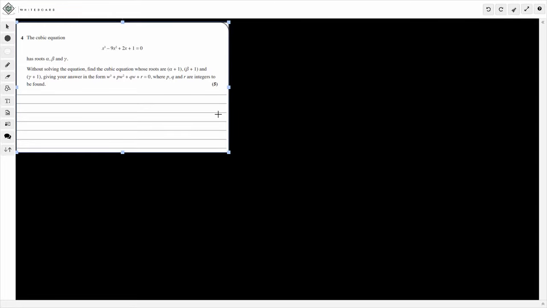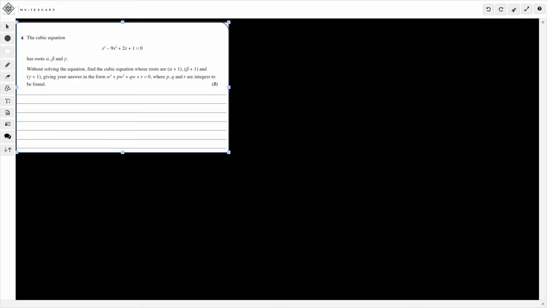So moving on to question 4 here, we're dealing with cubic equations and roots of a cubic equation. It has a transformation that's applied to the roots as well. For this question, we've got this equation and we have the roots alpha, beta and gamma. Without solving the equation, we have to find these roots that are given. There's a couple of ways you can do this. I think the easiest way, personally, in my opinion, is to use a substitution.